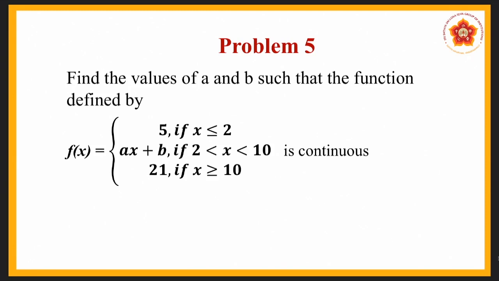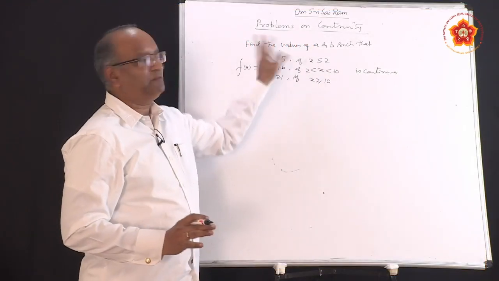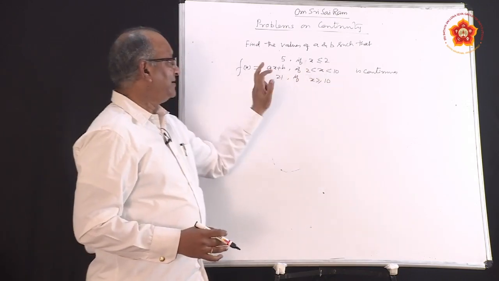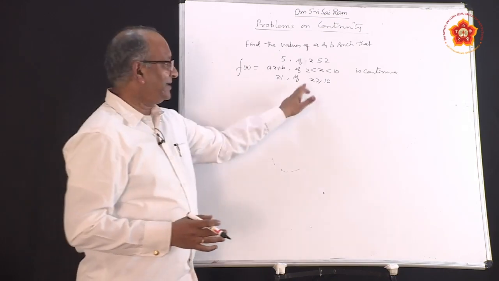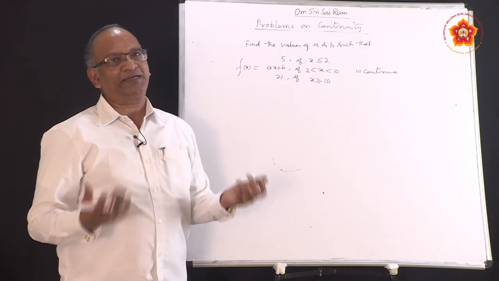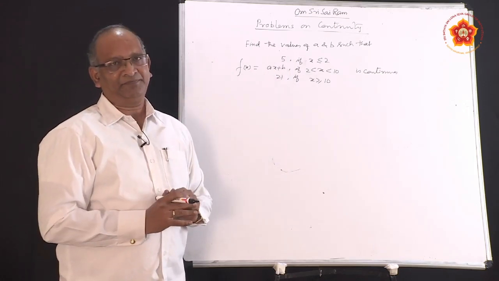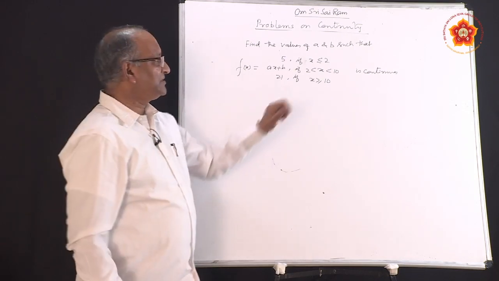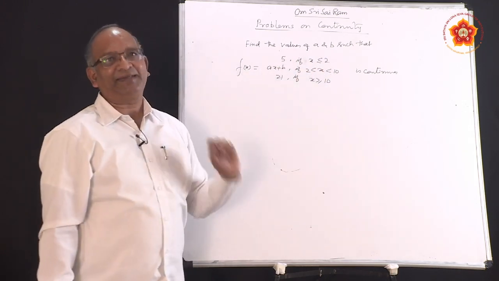What does it mean? This function is continuous at every point. At any point it is continuous. Less than 2, f(x) becomes 5, it is a constant function, so continuous. Between 2 and 10, it becomes a polynomial function, so it is continuous. Greater than 10 is again a constant function, so it is again continuous. It is a continuous function. He is asking us to find A and B. In order to find A and B, we write that it is continuous where the intervals are changing. Intervals are changing at 2, intervals are changing at 10.